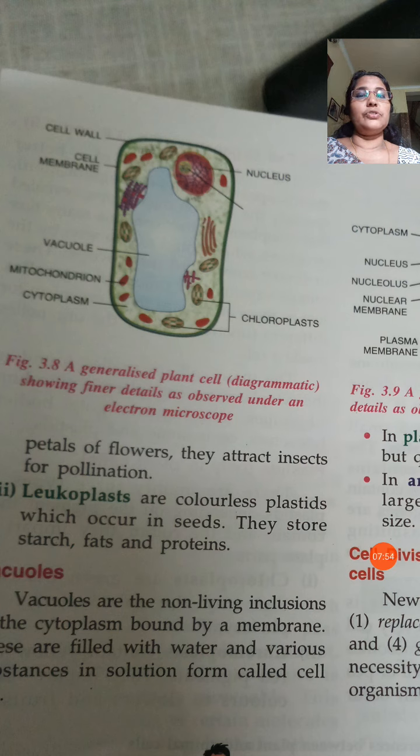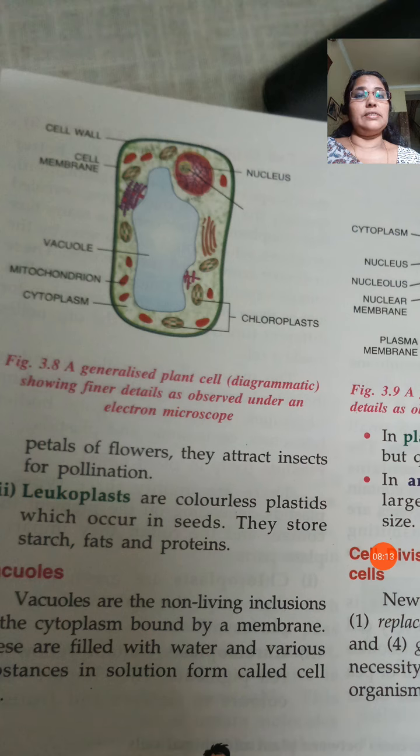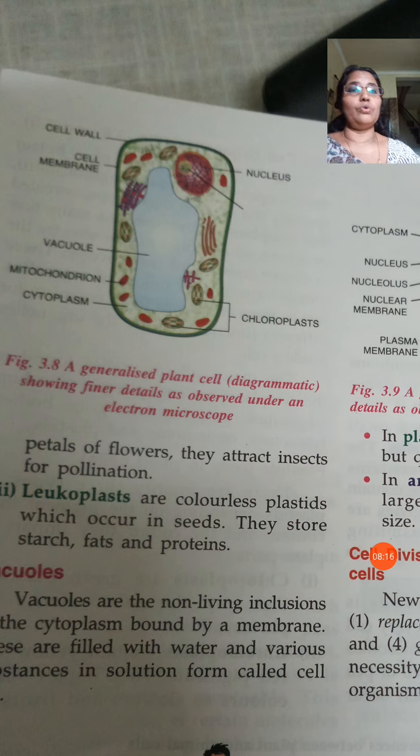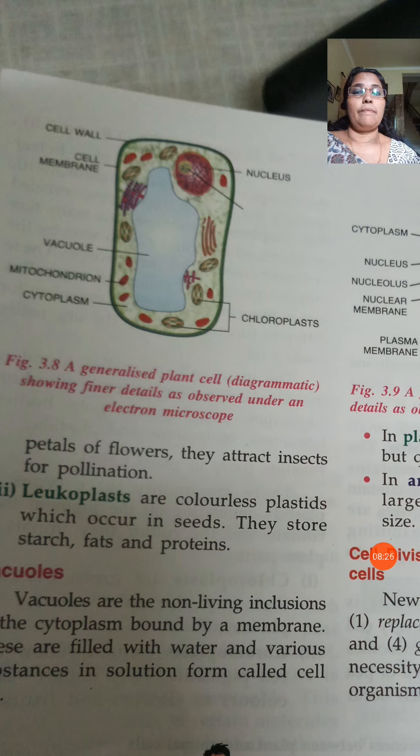Then the starch-storing kind of plastids are known as leucoplasts. Chloroplast, chromoplast, leucoplast, this kind of plastids are present in the plant cell. Then another important organelle is the mitochondria, where oxidation of food takes place. The glucose combines with oxygen in the mitochondria and liberates energy for the cell for its activity. So several organelles are present in the animal cell and in the plant cell.